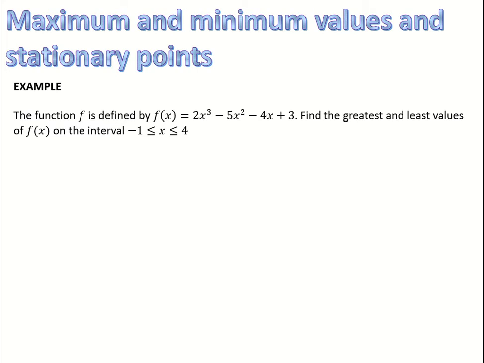So an example. This is not necessarily a context just now, but this is just building you up to that point. We've got a function f of x equal to 2x cubed minus 5x squared minus 4x plus 3. Within that function, we want to find the greatest and the least values, but only in the interval where x is between -1 and 4. So x can equal -1 and it can go as high as 4, and anything in between, but nothing outwith that.